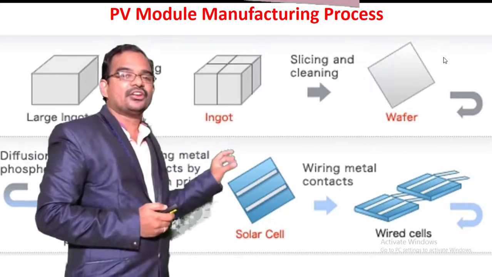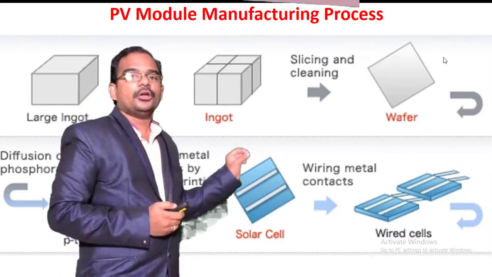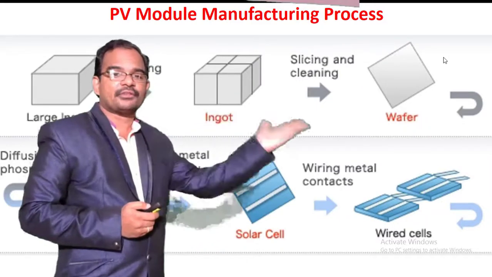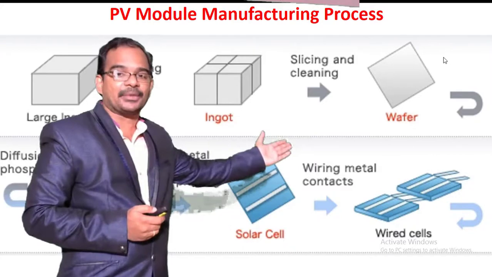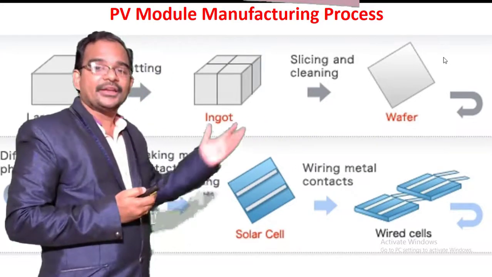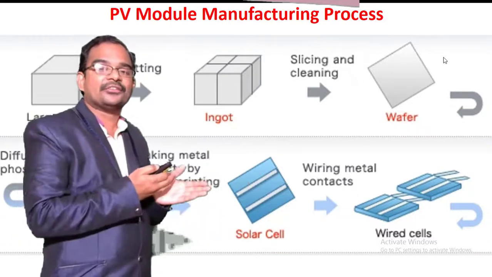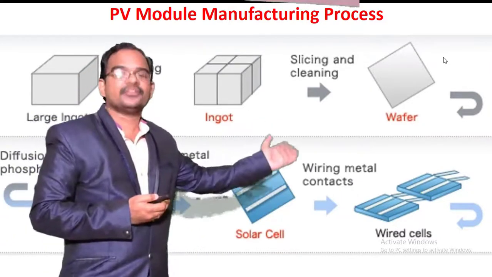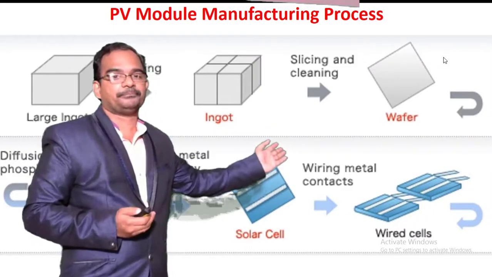So after the p-n junction is formed, now you make metal contacts by screen printing on the front surface of a solar cell, and that process is called tabbing. After the tabbing is conducted, then you will do wiring of these metal contacts in order to arrange the solar cells in series, and that is what is called wired cells, and this process is called stringing.